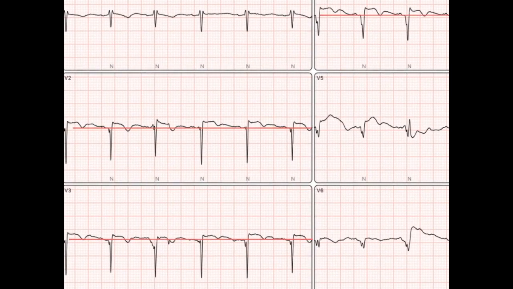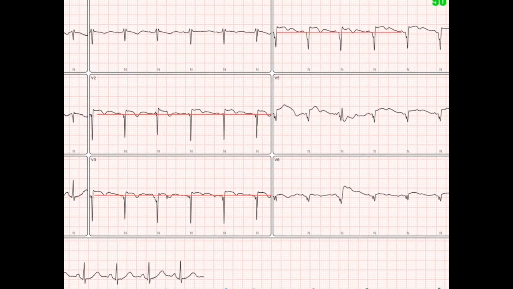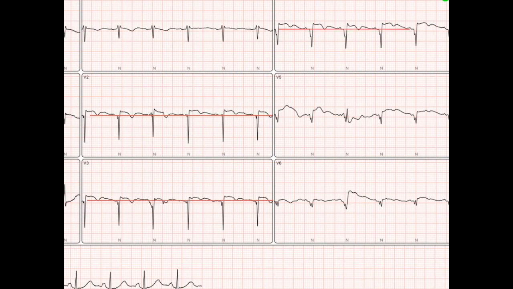And when we look closer, we can see that it is greater than 2.5 small squares, and we see that rise there and there. So when we see these ST segment changes in more than one contiguous lead, then we can make a diagnosis of acute ST elevated MI. And with leads V2, V3, and V4 elevated, it is diagnosed as an anterior septal ST elevated myocardial infarction.